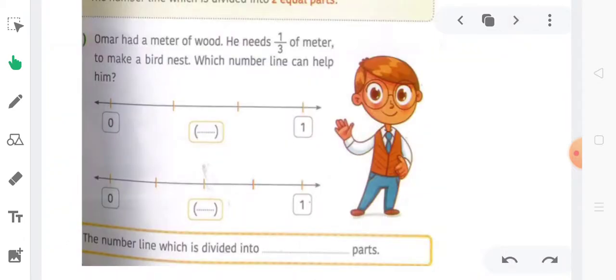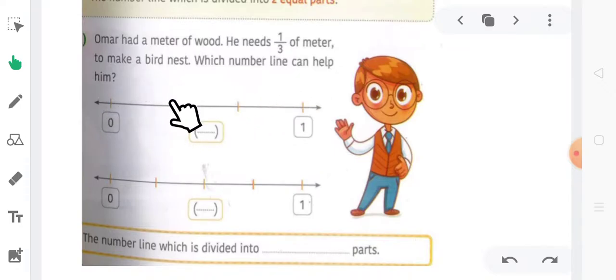We have a problem here. Omar had a meter of wood. He needs 1/3 of a meter to make a bird nest. Which number line can help you? Okay, here we have the benchmarks. Let's see how many jumps we have.